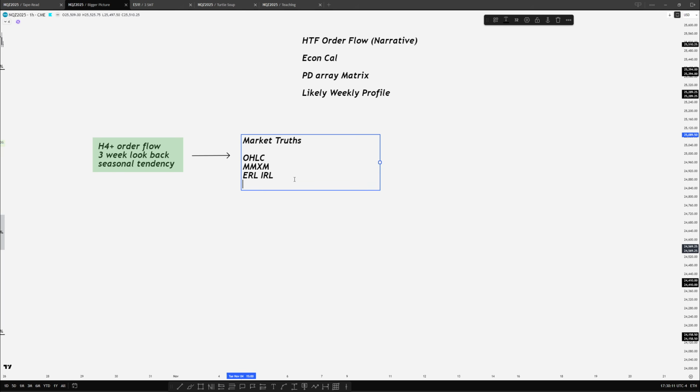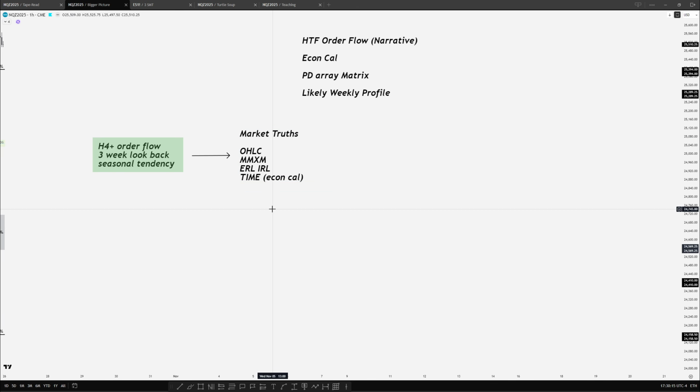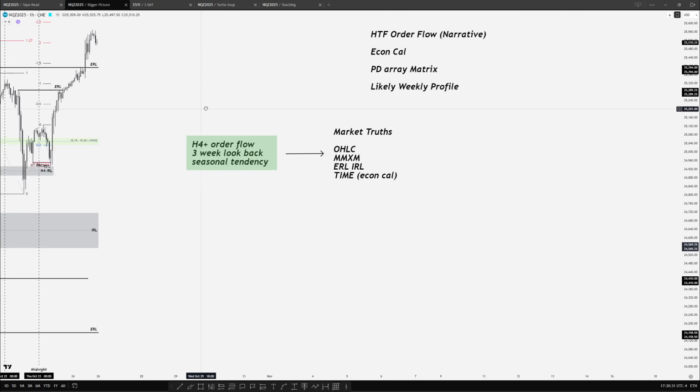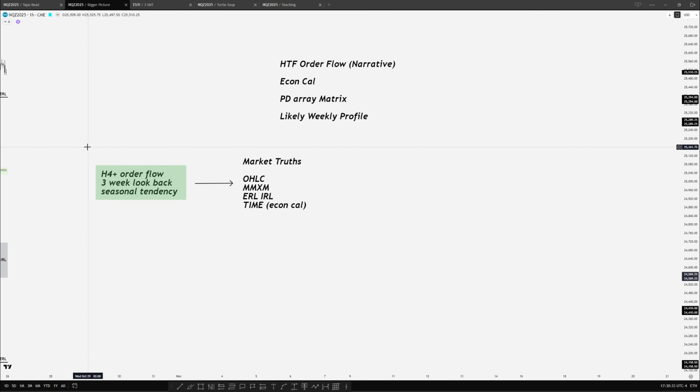And then time, which in this case will be economic calendar. All right, so going into Sunday, to recap, we're going to be looking at the higher time frame order flow to determine a likely draw for the week, bearish or bullish. And now you're not expecting every day to be green or every day to be black, or red, I guess, towards that weekly draw.